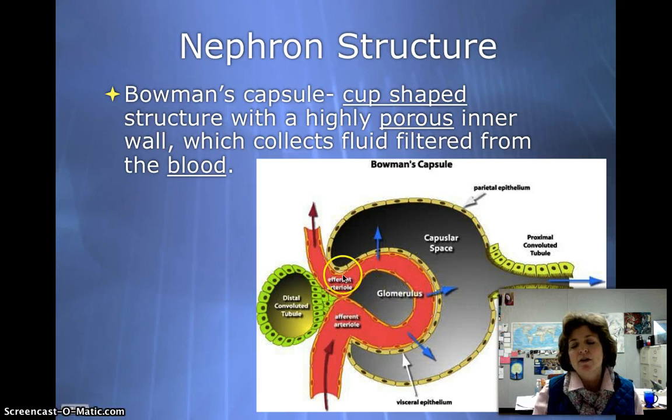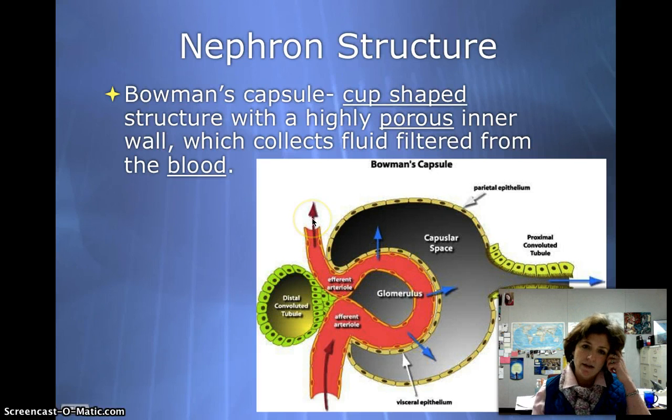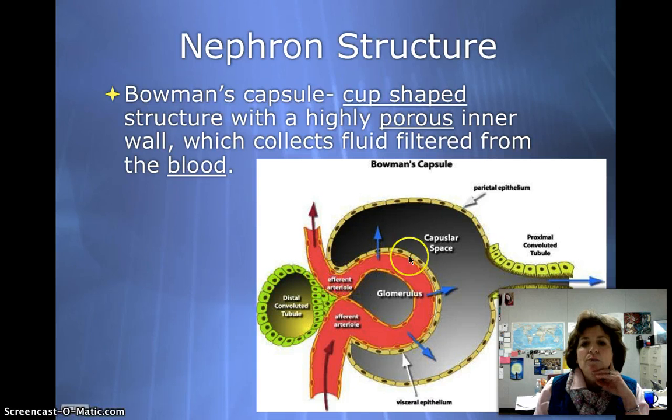And so this is this cup-shaped structure that we see right here wrapping around that glomerulus. So we've got the glomerulus, that ball of capillaries that came into the kidney region, went in through the afferent arteriole, through the ball of capillaries, and out through the efferent arteriole, and it created that great pressurized system so that we can have filtration occurring here. So our Bowman's capsule is this cup-shaped structure with a highly porous inner wall. It collects fluid filtered from the blood.